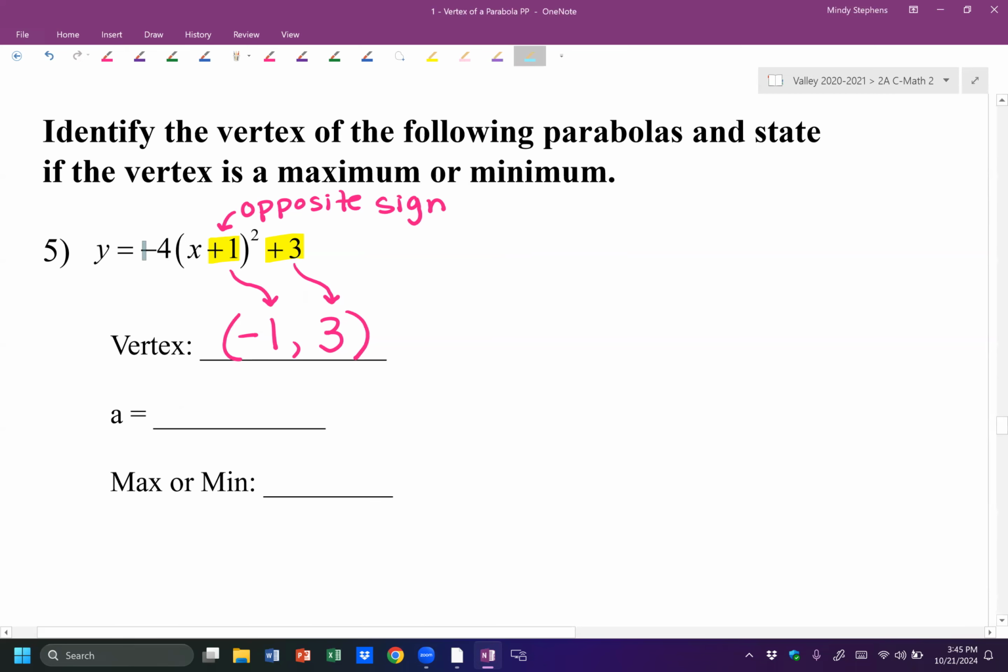The A is this number right here. So A is -4. Because it's negative, that tells me that it is pointing down. So it's going to look like this. On every one of these, I want you to draw the parabola just like I just did, so I can see that you know what it looks like before you answer the next question. So A is -4, which means the parabola is opening down. The arrows are pointing down, which means the vertex is up here. So the vertex is a maximum because it's up high. It's on the top part of your graph.